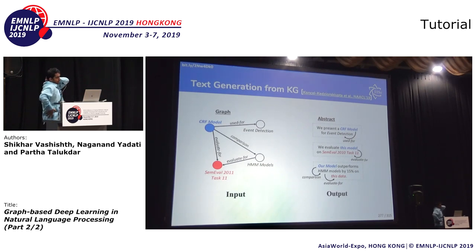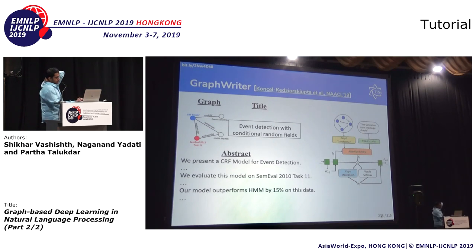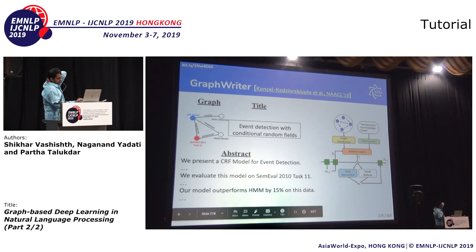Another interesting problem is text generation from knowledge graphs. We have a small knowledge graph here, which describes a scientific article. From this knowledge graph as input, we want to predict the abstract of the scientific article. This is the output of the model. We have the knowledge graph as input and also the title of the scientific article, for example, event detection with conditional random fields. The output has to be the abstract of the scientific article.